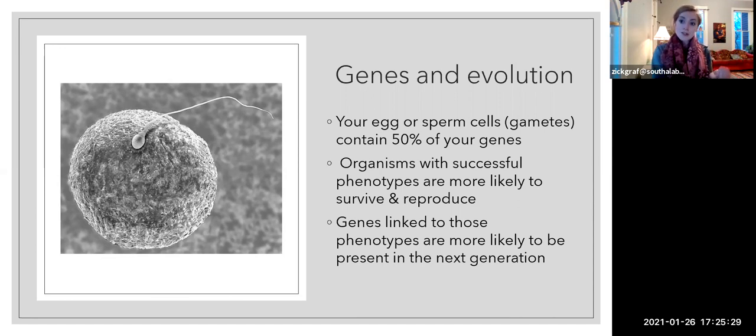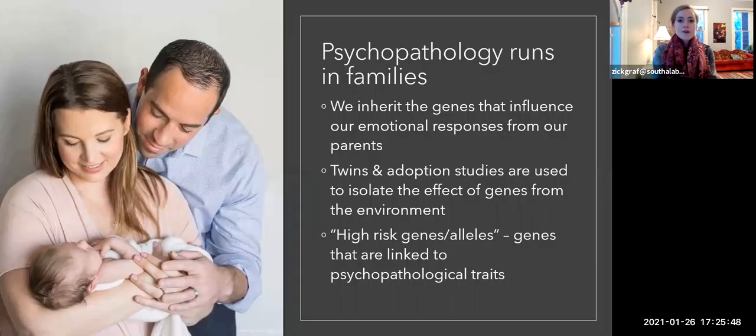So organisms who are successful at doing that, because of their phenotype, because of the characteristics that their genes give them that help them to survive and reproduce, those successful genes are more likely to be present in subsequent generations. And all of us are carrying the genes of our most successful ancestors. So there are high-risk genes for psychopathology, and we know that psychopathology runs in families. We inherit the genes from our parents that influence our tendency to have emotional responses.